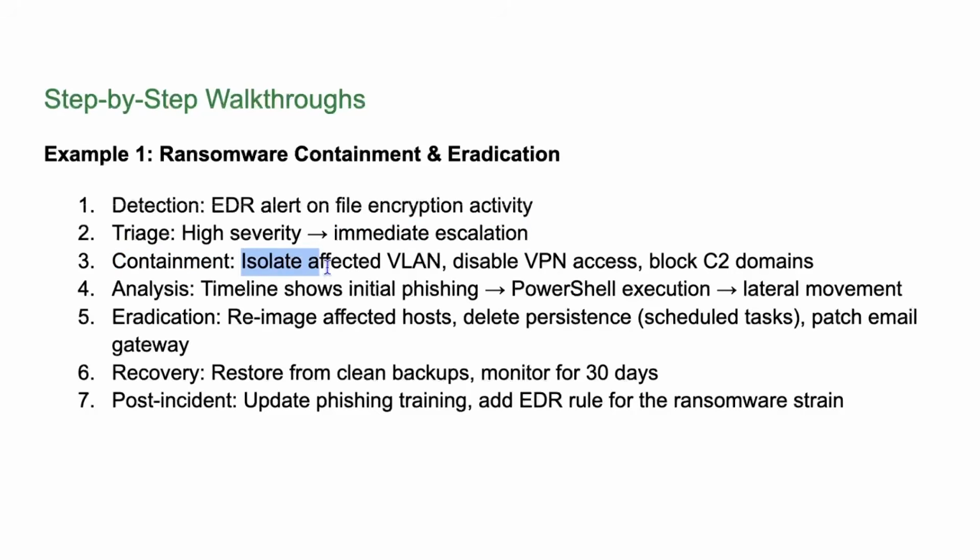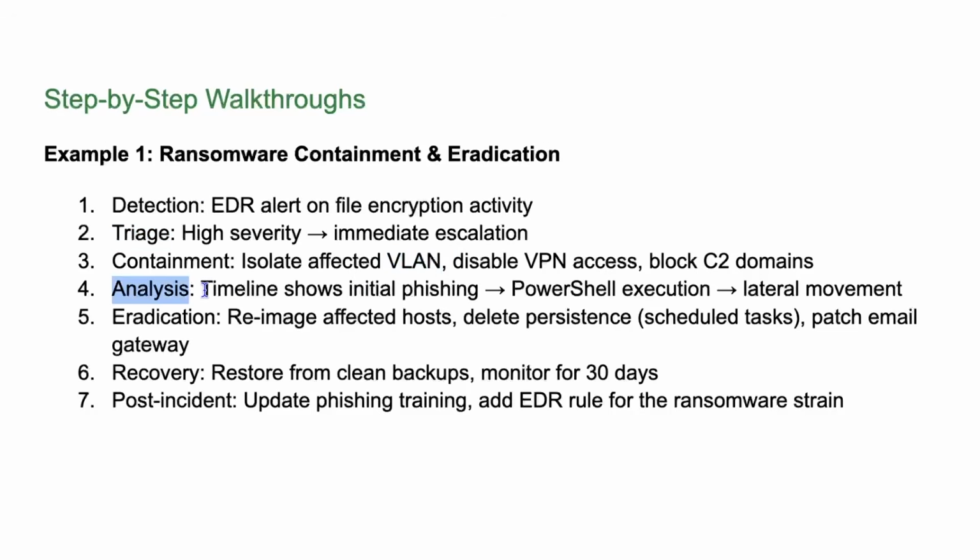Containment would be the next step. We need to isolate the affected VLAN, the virtual LAN, meaning the local area network, the virtual segment of our network. We need to isolate that entire segment. We need to disable any kind of VPN access, and we need to block all the C2 domains from that specific environment. And then all of the VLANs that are connected to this VLAN should also go under detection, triage, and analysis to see, okay, are any of these virtual networks impacted as well? If none of the adjacent ones are impacted, great, now we can focus on this one.